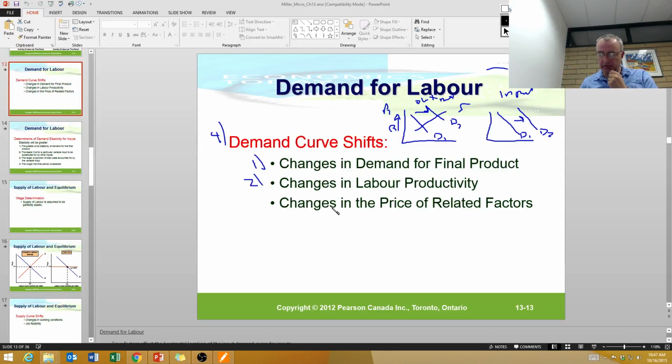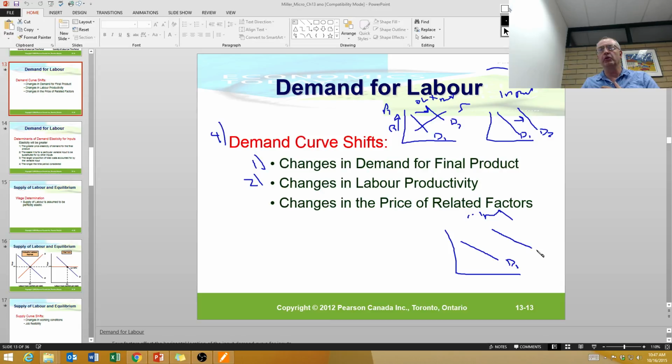Okay, the second factor that can affect the horizontal location of the input demand curve is the level of productivity of the input. So if input productivity increases, so here's our demand curve for labor, this input.